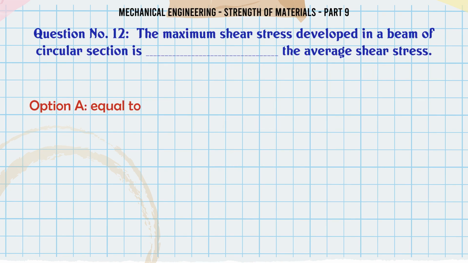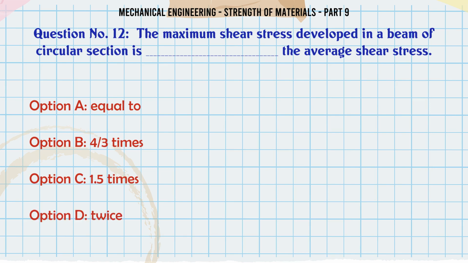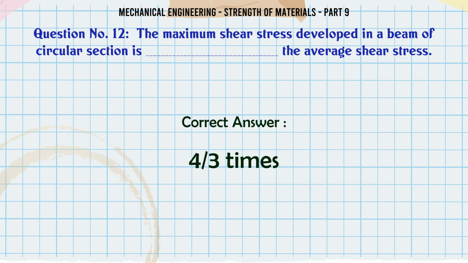The maximum shear stress developed in a beam of circular section is the average shear stress. A. Equal to, B. 3 times, C. 1.5 times, D. Twice. The correct answer is 3 times.